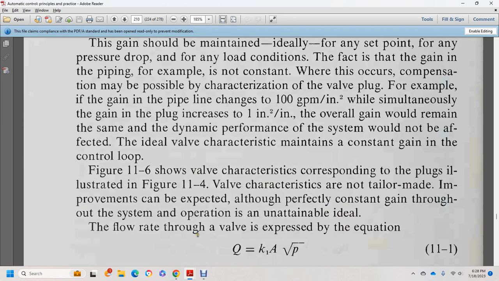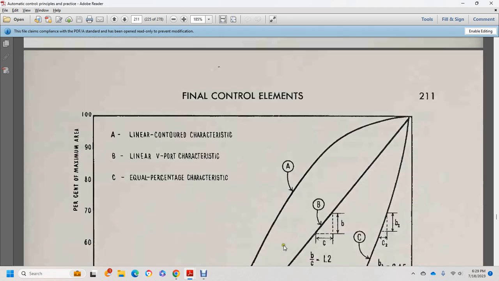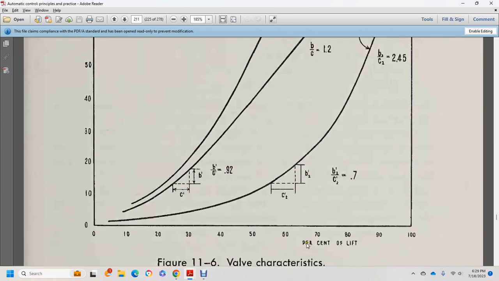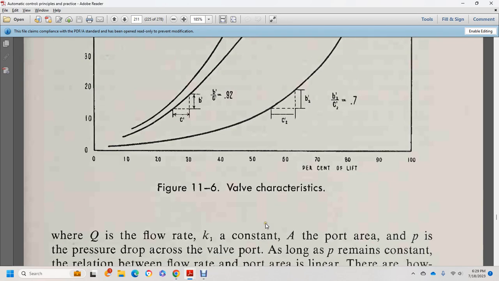Figure 11.6 shows the valve character corresponding to the plugs in the illustration of figure 11.4, with improvement to be expected over the perfect constant gain throughout the system, which is unattainable. Ideally, for low rate, the valve flow is expressed by the equation Q equals K1 A times the square root of P. It shows the linear contoured characteristics, linear V port characteristics, and equal percentage characteristics, with a maximum area of 0 to 100 in 10 increments, and percentage of lift from 0 to 100 in 10 increments.